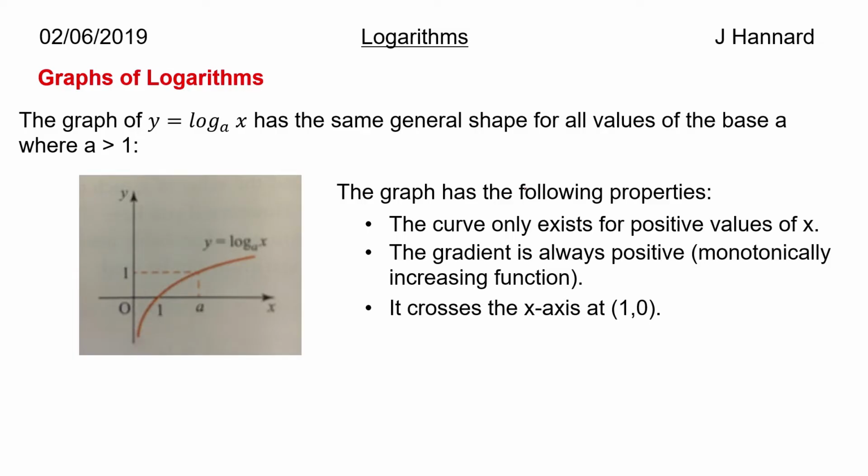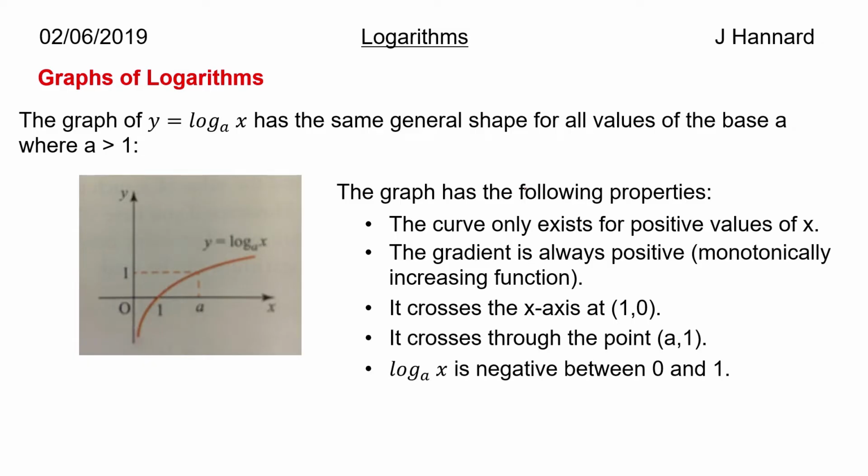So it crosses the x-axis at (1, 0), and it crosses through the point (a, 1). Log a x is negative between 0 and 1. That's something that you need to know about logs. If you put a value of x in between 0 and 1, you'll get a negative output. Also worth noting, log of 0 is undefined. It's negative infinity. It's an asymptote with the negative y-axis, this log thing, and log of 1 is always 0 as well, for reasons you can see on the graph right there.